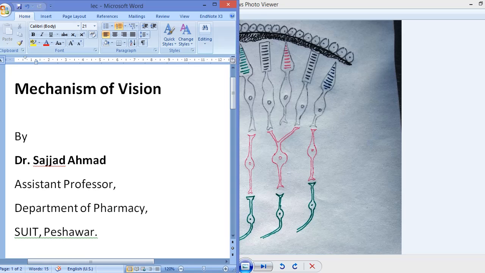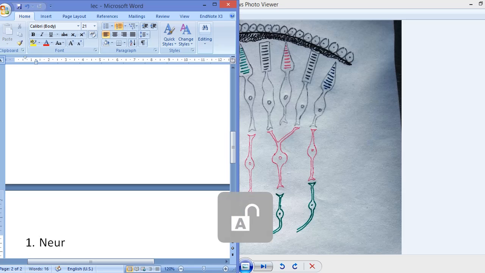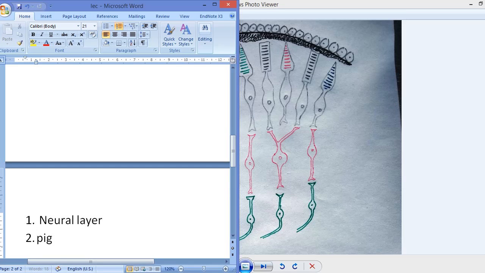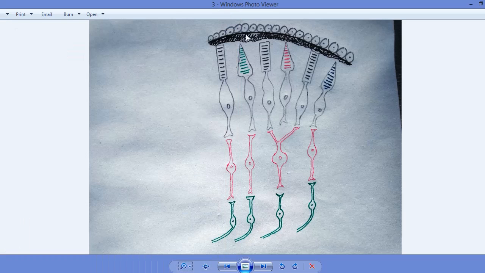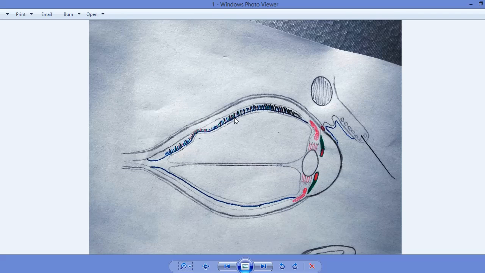I'm going to write it: neural layer and pigment layer. So the pigment layer is adjacent to the choroid, while the neural layer is next to the vitreous humor. For example, in this diagram we can see that the neural layer is adjacent to the vitreous humor, and the pigment layer over here is adjacent to the choroid, and the neural layer is adjacent to the vitreous humor.